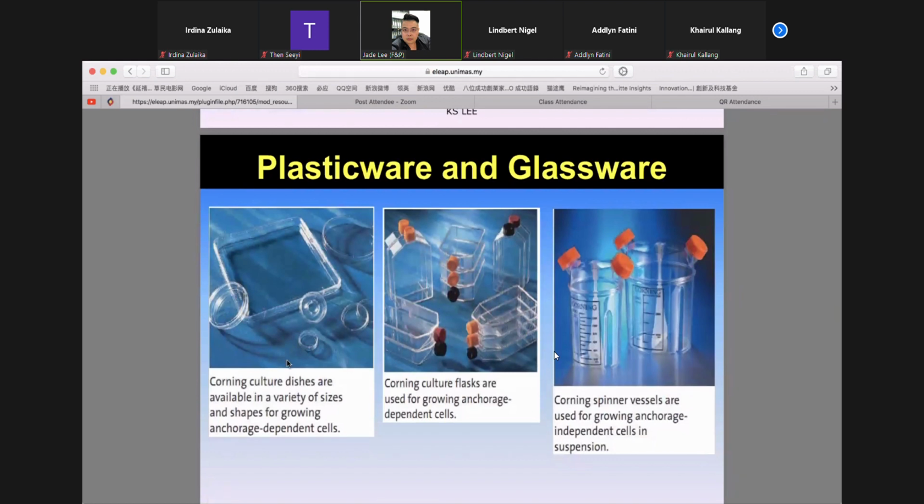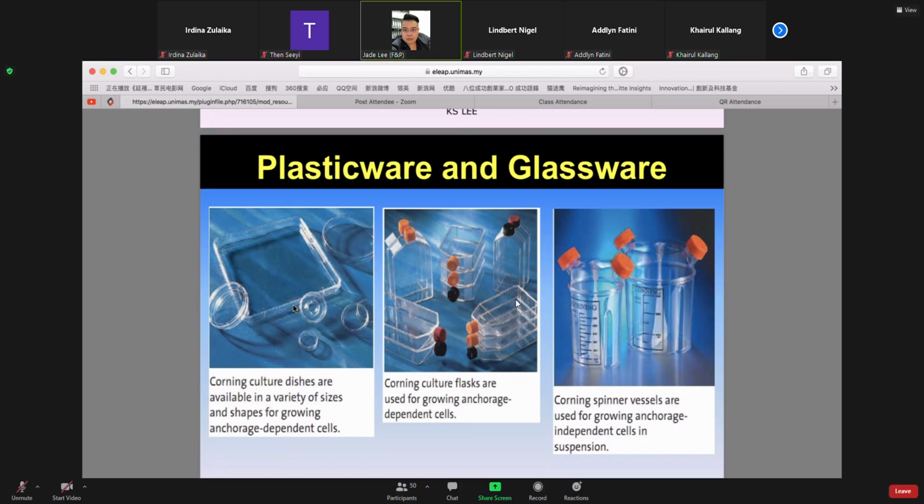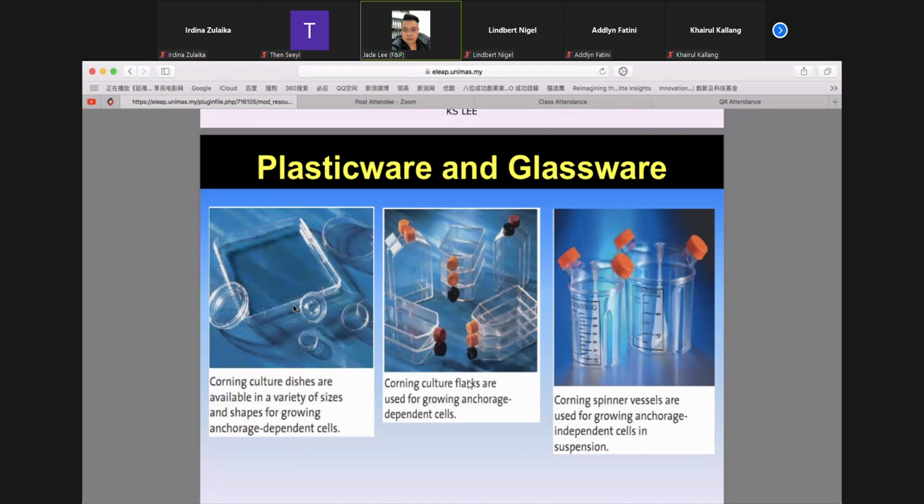For the Corning culture dishes, these are available in variety and size, and are very suitable for anchorage dependent cells. Okay, remember what is an anchorage dependent cell? Still remember? No. Thank you for your honesty. All right, anchorage dependent cells need a matrix to attach to. They basically grow in solid media or semi-solid media, because being anchorage dependent means they need a matrix, need something to attach to.